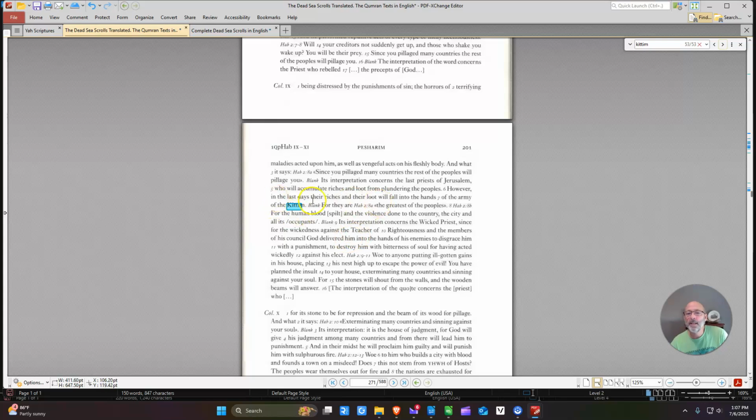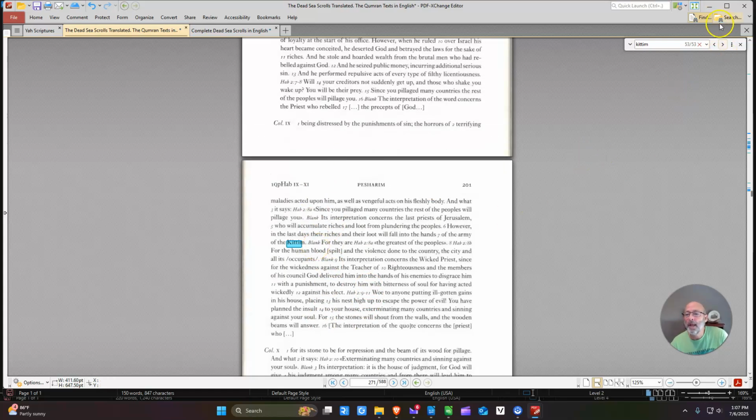However, in the last days, their riches, which are the priests of Jerusalem, their riches will fall into the hands of the army of the Kittim. And I do think in this context, because of the timing of what has happened in history, this Kittim would be Rome again. And so this is Habakkuk. By the way, this is the Habakkuk Pesharim, which is the commentaries.